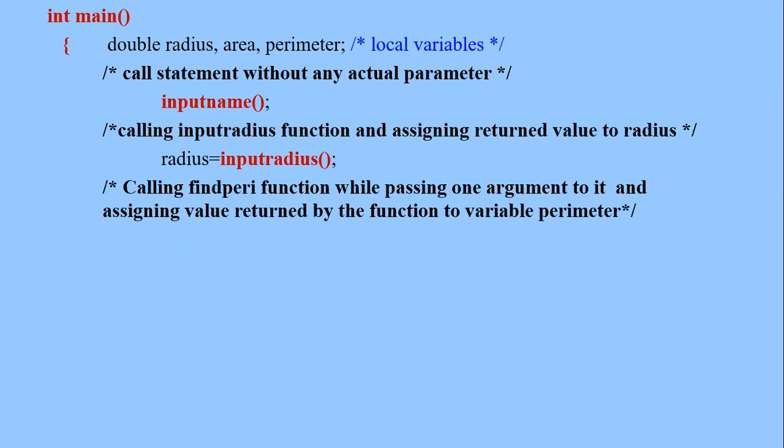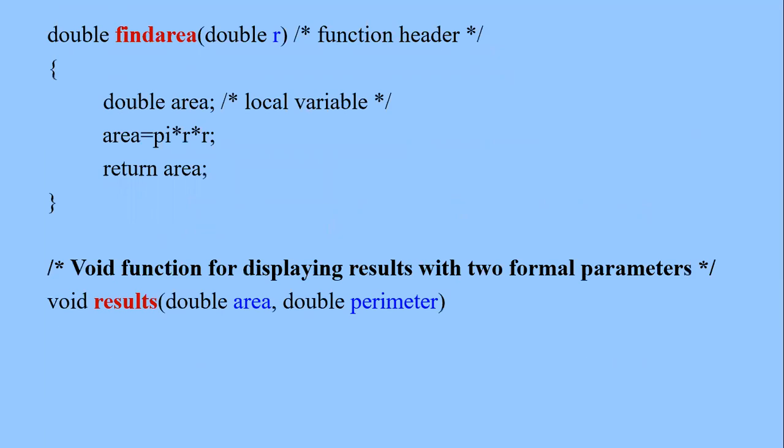So once this call statement is encountered, it is calling the function called find_Perry. Therefore, this calling statement will send to the function called find_Perry one argument, a value in the memory location called radius. So let's go to the find_Perry function.